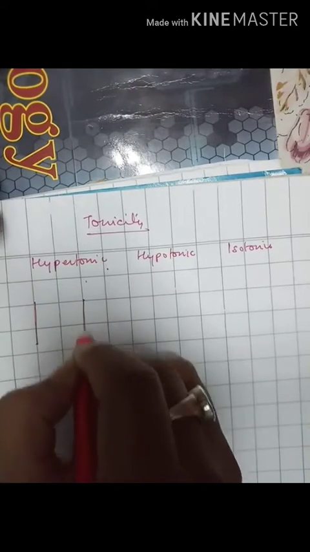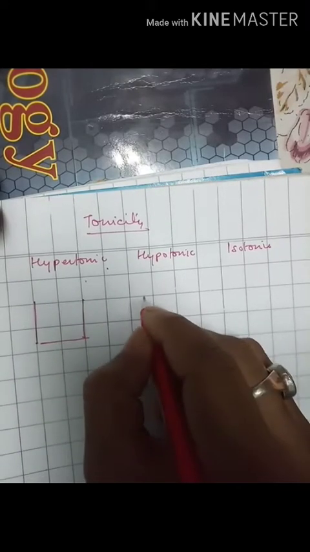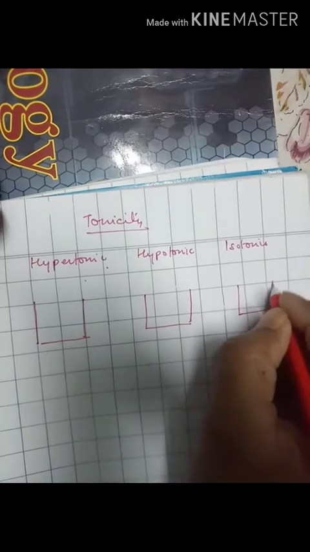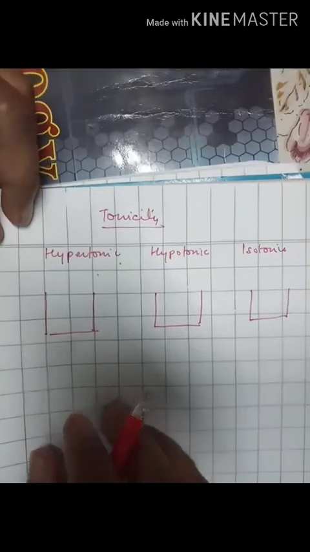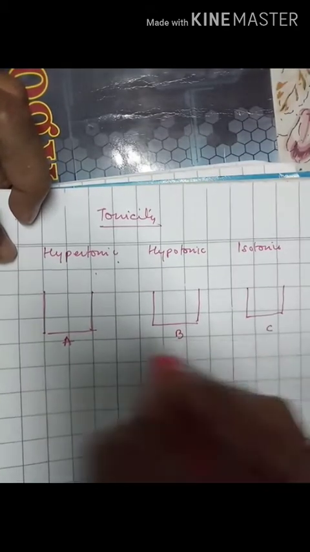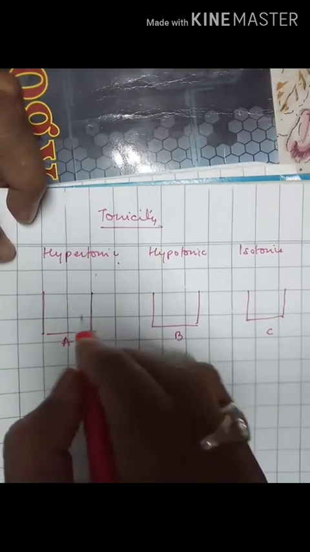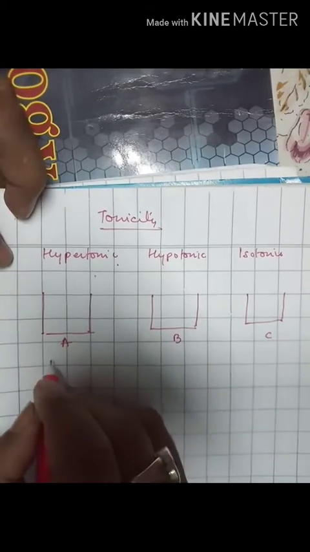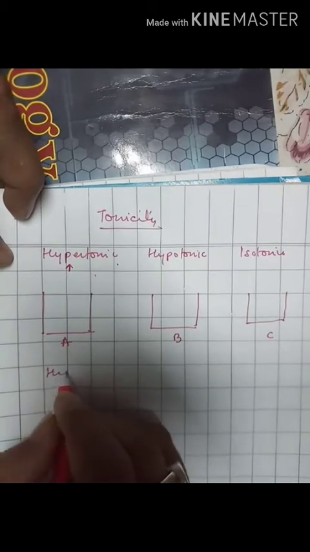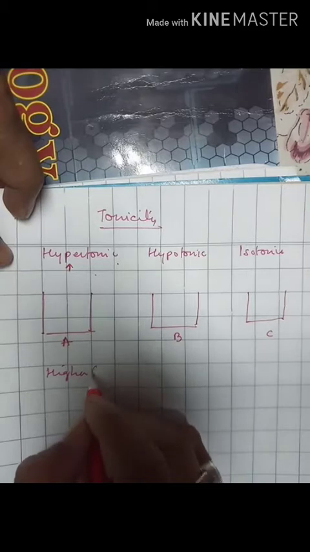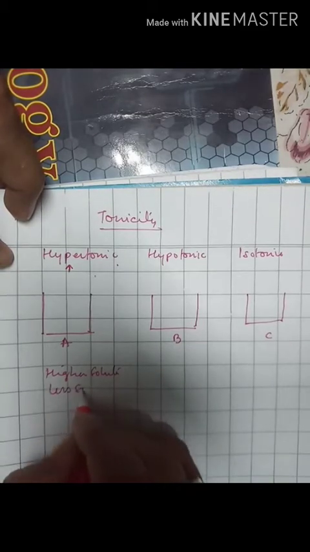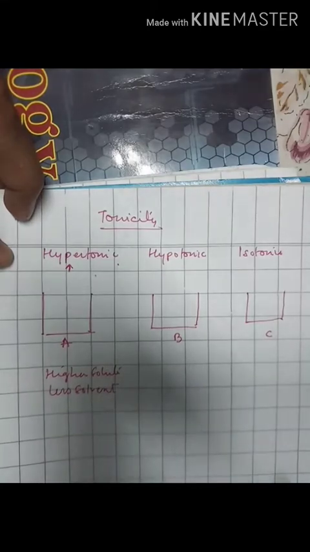We will take 3 beakers, and all the three beakers A, B, C contain solution. A contains hypertonic solution, means higher solute concentration and less solvent.